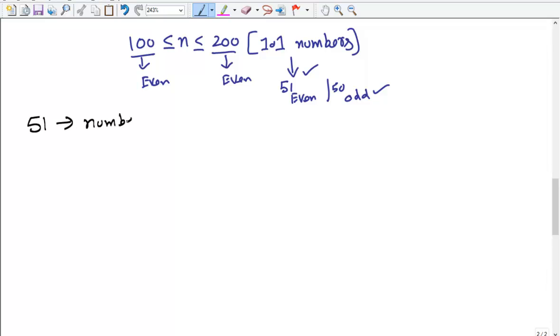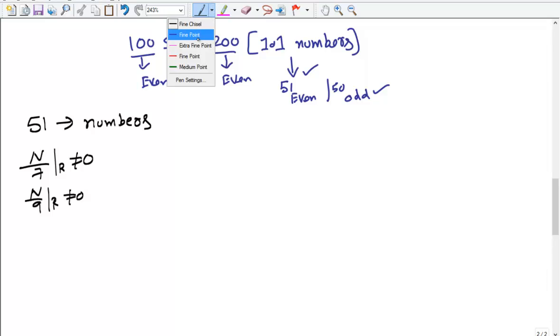Out of the 51 numbers, we need to find n divided by 7 where the remainder is not equal to 0, n divided by 9 where the remainder is not equal to 0. You can find the other way. You can find the numbers where the remainders are 0 and you can subtract them. Let's use the set theory.